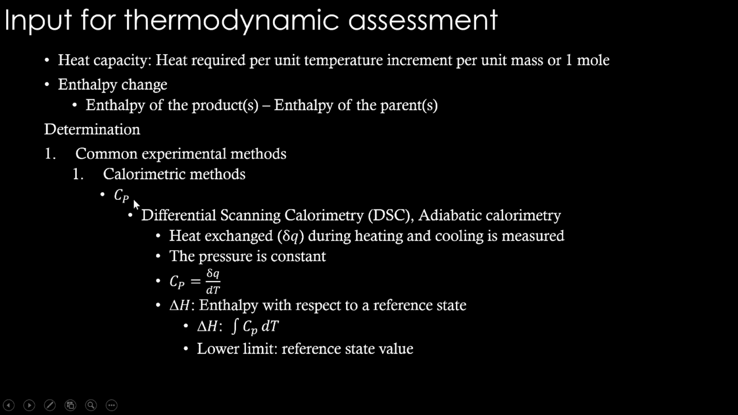Okay, then there is Cp measurement, the heat capacity measurement. Heat capacity is the heat required per unit temperature increment per unit mass or per mole. Differential scanning calorimetry or adiabatic calorimetry can be used for this. Heat exchange during heating or cooling is measured. The pressure is kept constant. Therefore, what we measure is Cp, dQ by dT, and delta H, the enthalpy with respect to a reference state, wherever we started from, can be measured from, let's say, low temperature to high temperature. The low temperature will be called the reference state value. Integration of Cp dT will give us delta H. If the Cp is for a particular phase, then you get delta H for heating that particular phase.